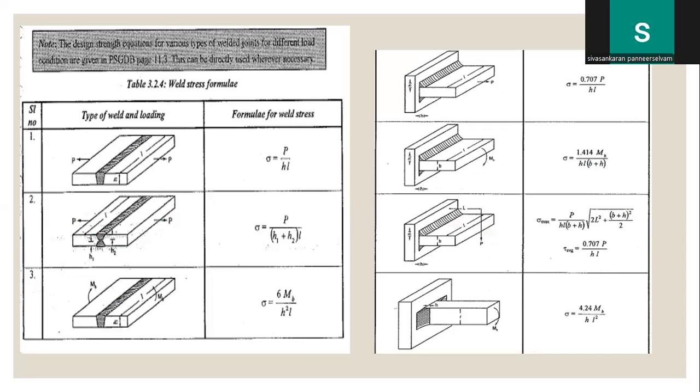These are some of the images which have been taken from online sources. This image illustrates the different types of welded joints and the corresponding loading. For each type of joint, they have given the weld stress formula. This information is available in the Design Data Book. From this data book, we can take a number of formulas according to the problem asked from the given information.